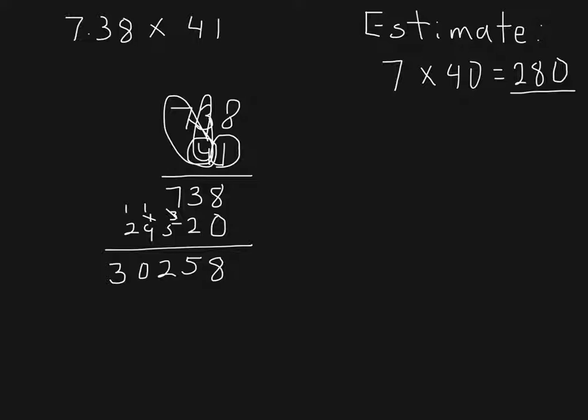Let's see what happens if I put my decimal over here. Now my answer is only 30 and 258 thousandths. That's much too small. So I'm going to go back and put my decimal right here, 302 and 58 hundredths, because my estimate tells me that that is the best place for that decimal.